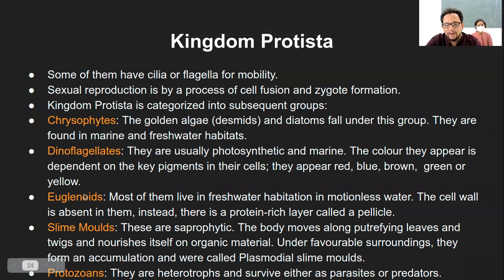So there is quite a lot to know within each category, but we are not doing it in that much detail. You just need to remember the names and an example for the time being. Then slime molds. Slime molds are specifically saprophytic. Like I said, they grow on decaying or dead organisms, and the body moves along the putrefying leaves. Putrefying means decaying leaves.